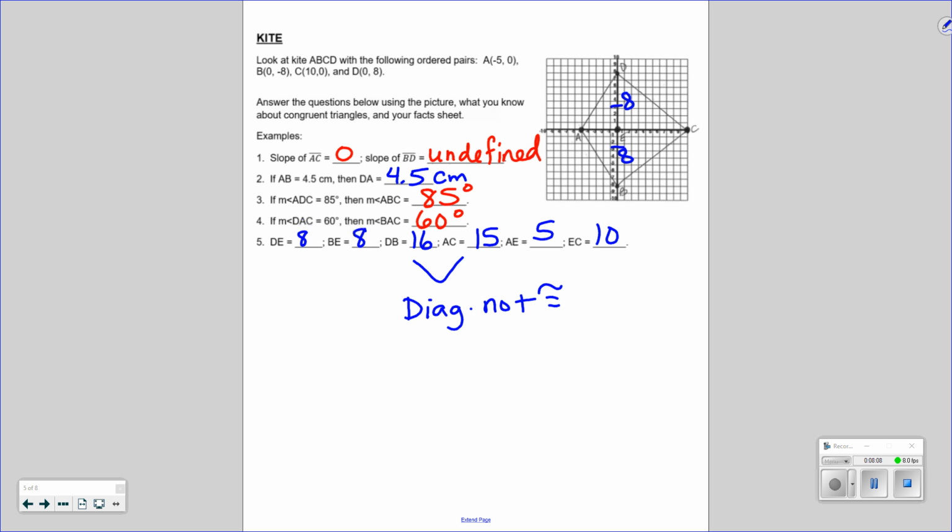So a rhombus is a parallelogram. It'll have those basic 5 properties, but a kite is a little different. It will not have the properties of a parallelogram.